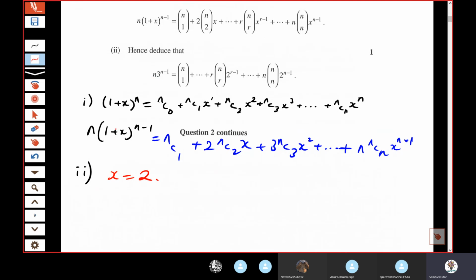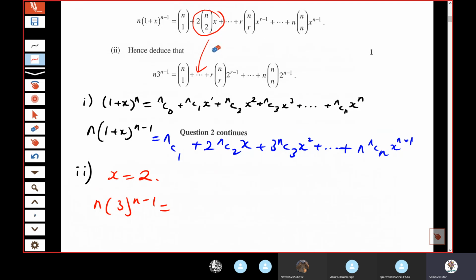X equals 2. I think you guys can see now. You get n. 1 plus 2 is 3. And the reason why they missed, can you see how they missed this one here? 2 times 2 is 4. They missed that. The reason why they missed that is because a lot of students would usually pick it up from the second one.